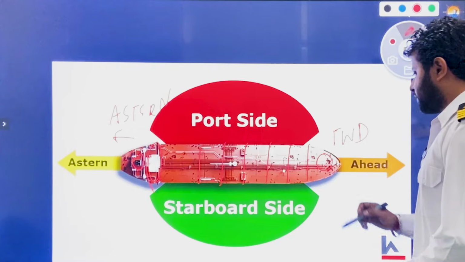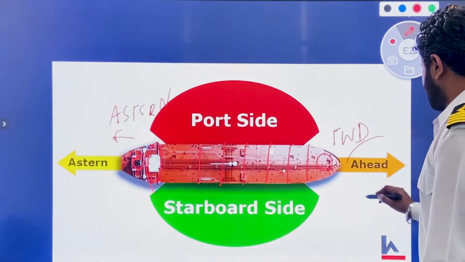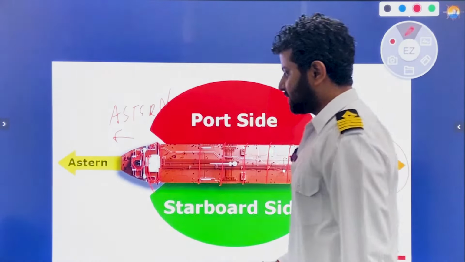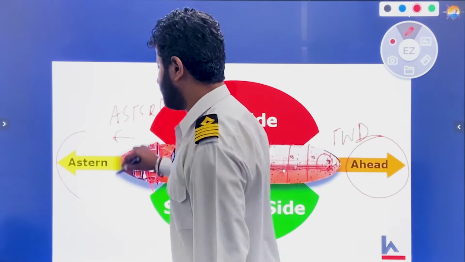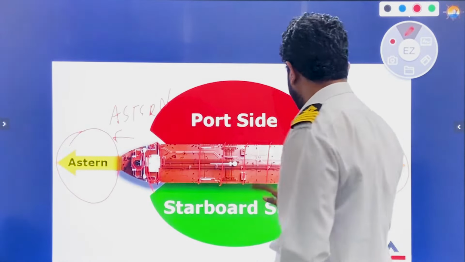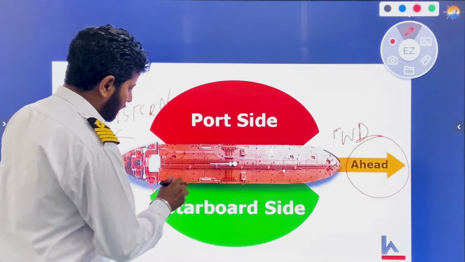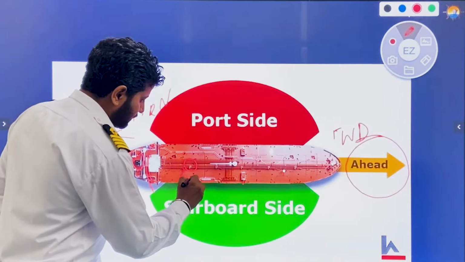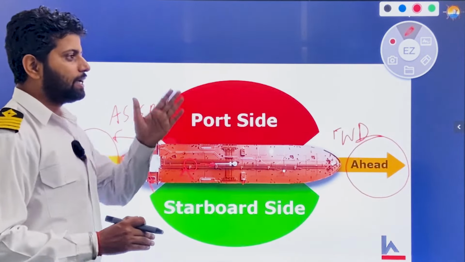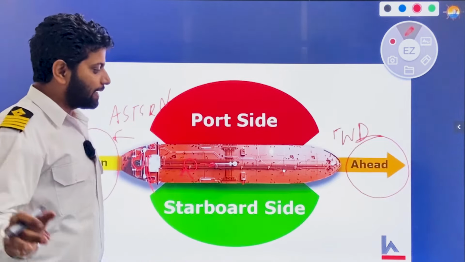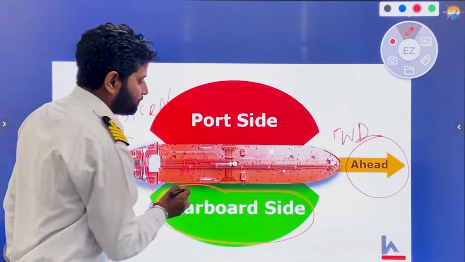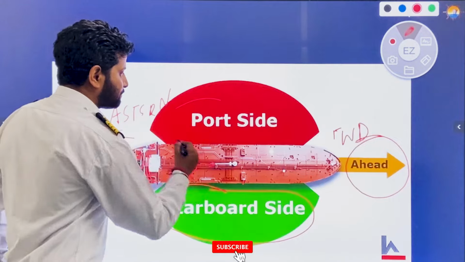If the ship is moving in forward direction, it is called the ship is moving in ahead direction. If the ship is moving in backward direction, it is called ship is moving in astern direction. If at all, say I am standing over here with my face in the ahead direction, then my right hand side is starboard side, my left hand side is port side.